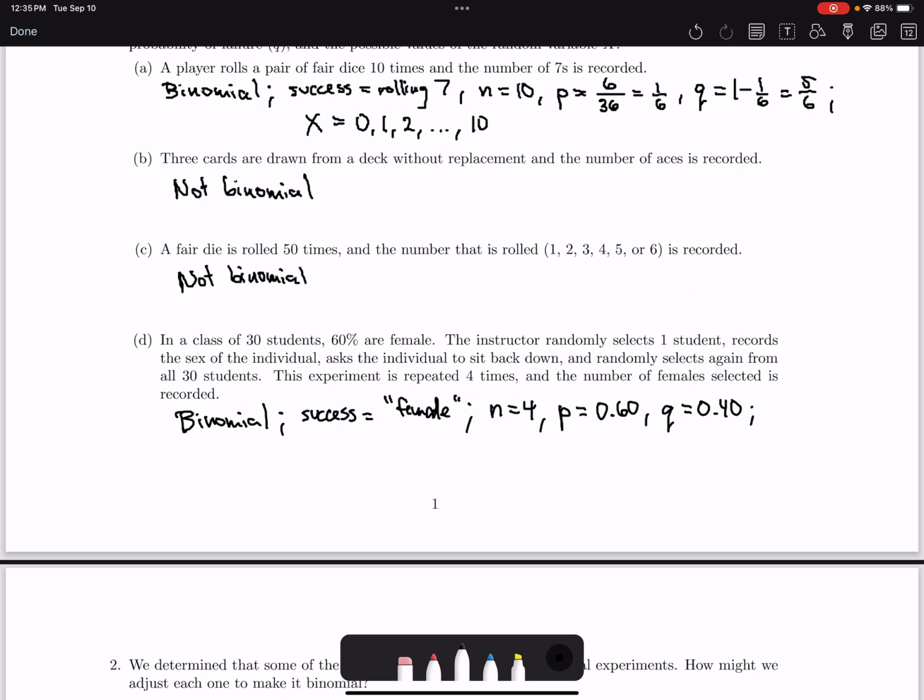Okay, and then x, the possible values of x, well, you're going to choose 4 students. It's possible that none of them are female. That would be unlikely, but it could happen, right? Or maybe you get 1 female or 2 or 3. Maybe all 4 of the students you select are female, but you can't get five females if you're only selecting 4 students, right? So those are the possible values for x.